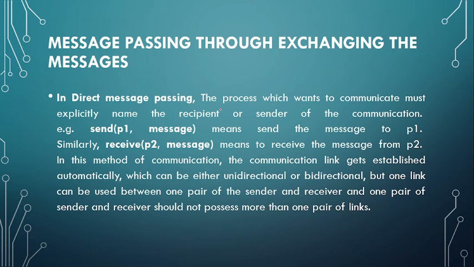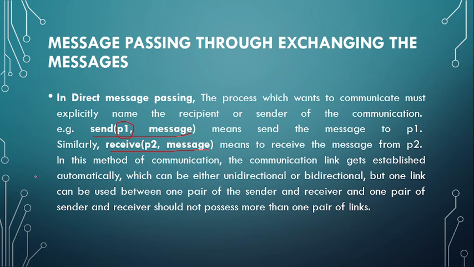In direct message passing, the process which wants to communicate must explicitly name the recipient or the sender of the communication. For example, send message to process 1. So, we have to explicitly name the destination, the process ID here. Similarly, receive message from process 2. We have to explicitly name the recipient or the sender.